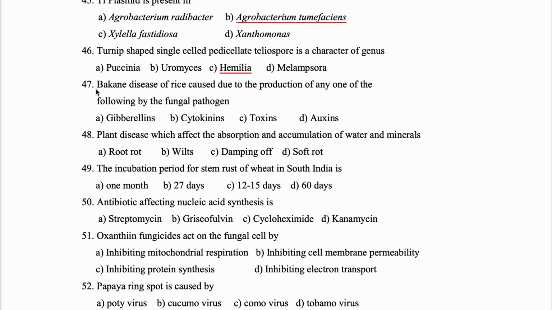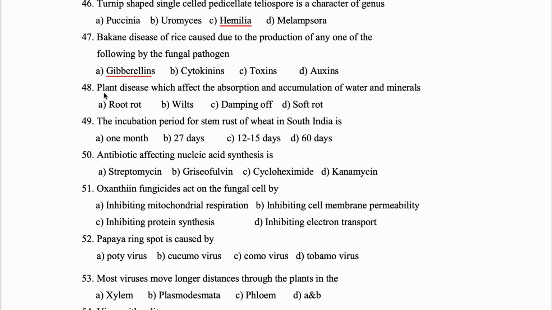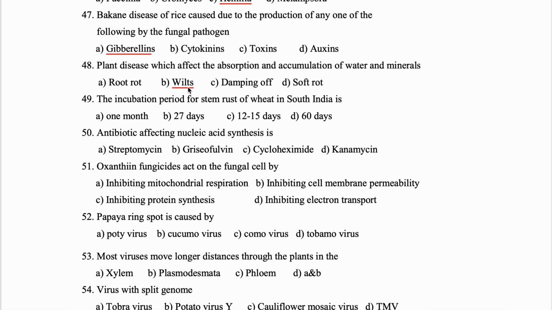Okay. Question 47. Bakanae disease of rice is caused due to the production of which hormone? That is gibberellin hormone. Next, 48. Plant disease which affects the absorption and accumulation of water and mineral. It will be wilts, because wilt is caused when there is a lack of absorption of water and mineral. The pathogen mainly targets the xylem vessel through which water and minerals are absorbed. In that case, wilt happens.